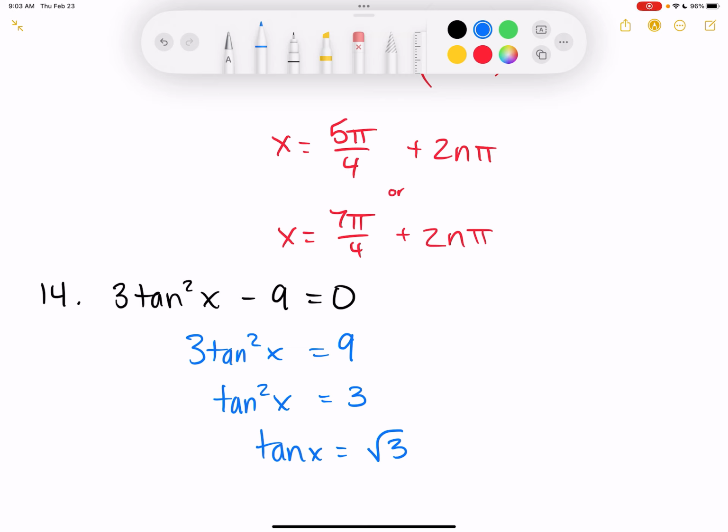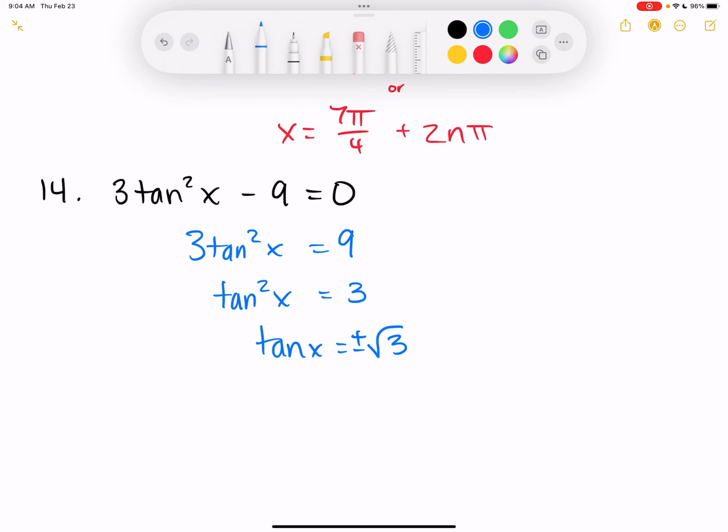Now, when we take the square root, what do we do? If I said x squared is equal to 4, you would tell me that x is equal to what? Same thing occurs with trig functions. It's plus or minus the square root of 3. So I'm going to have two different sets of solutions: tangent of x is equal to the square root of 3, or tangent of x is equal to minus the square root of 3. This right here is why it's not 2n pi for tangent.